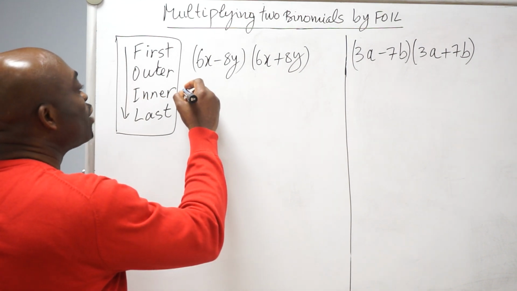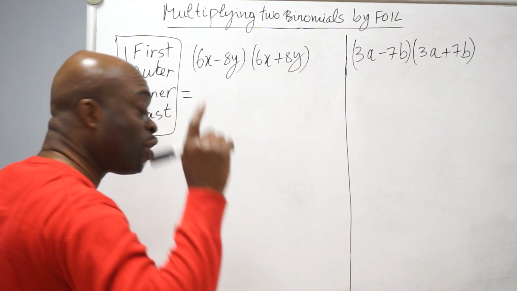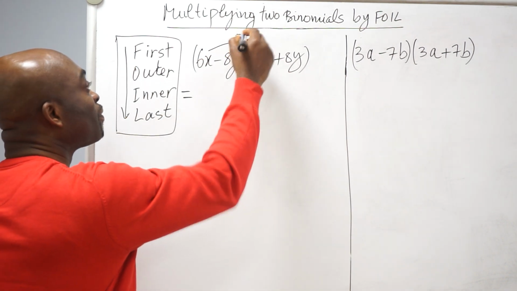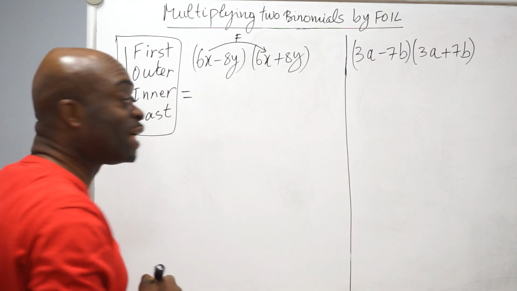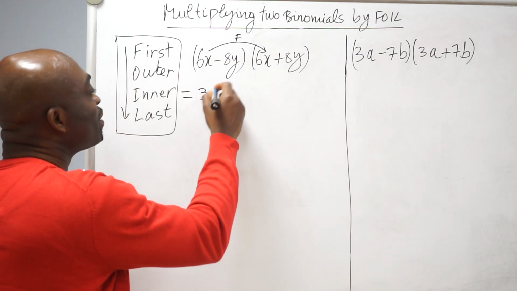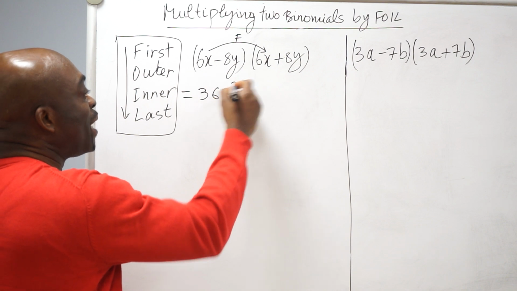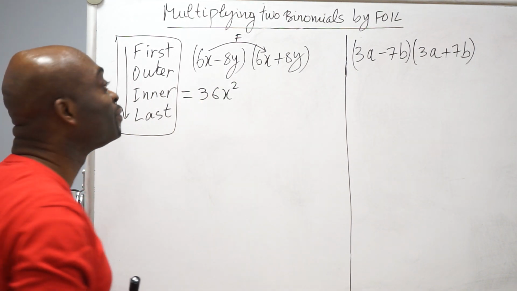Okay? So this one is equal to what? So the first, F, so that's 6x times 6x. So 6x times 6x is going to give us what? 36, because 6 times 6 is 36. And then x times x is x to the second power. We all good? All right?